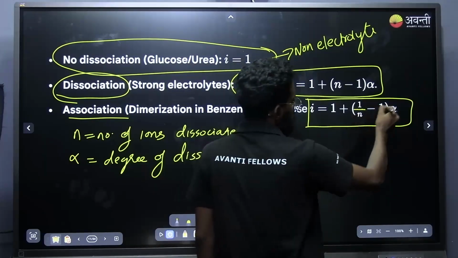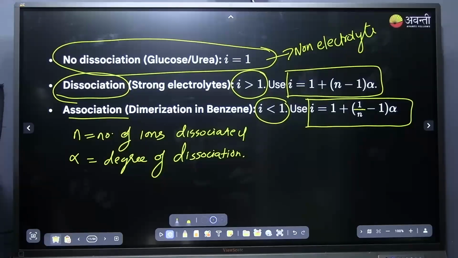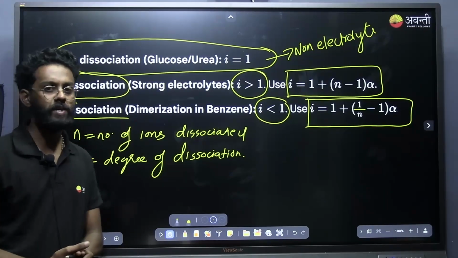And (1/n minus 1) into alpha. So these are the complete equations related to the Van't Hoff factor and colligative property. Okay. Hope all of you understood it very clearly.